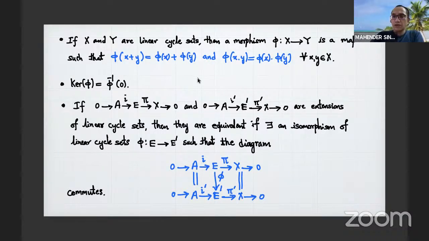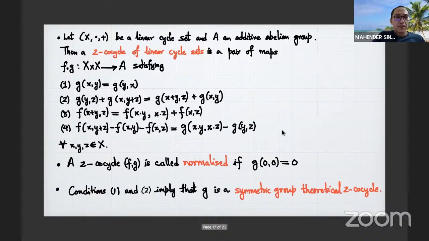One can talk about extensions of linear cycle sets, quite analogous to groups. So suppose there are two extensions of linear cycle sets, then what's an equivalence between them? An equivalence between them is an isomorphism from the middle one of one to the other, making this diagram commute. Very similar to the definition we see in groups. I will not define the general cohomology cochain complex. I will just focus on degree 2 for our purpose.